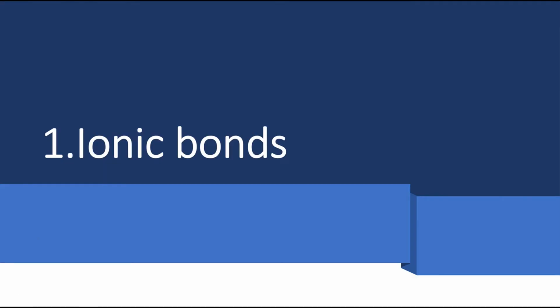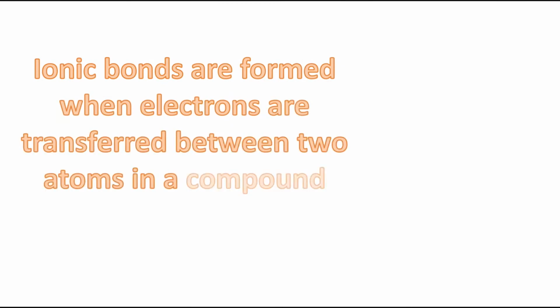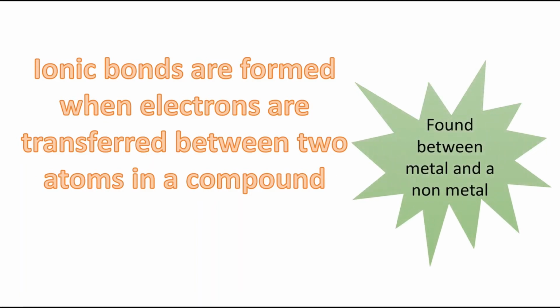The types of intramolecular forces. The first one is the ionic bond. Ionic bonds are formed when electrons are transferred between 2 atoms in a compound. So either it's gained or it's lost. The electrons are transferred. You have to remember the keyword: transferred. Most importantly, it's found between a metal and a non-metal. So if the bond is between a metal and a non-metal, it should be an ionic bond.